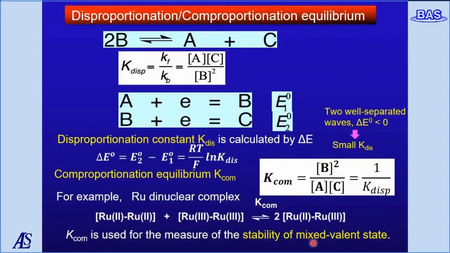Mixed valence compounds show interesting physical properties such as conductivity or optical properties. Therefore, electrochemical measurement has been used in many studies to evaluate the stability of mixed valence complexes.